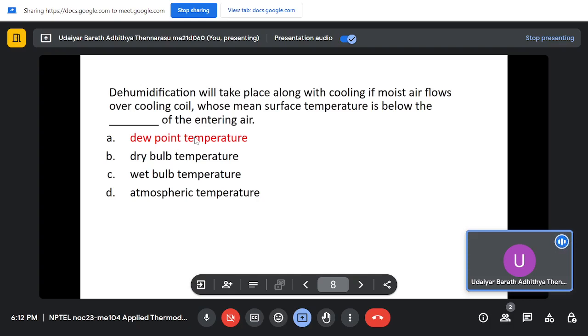And as the surface temperature is lower, the dew point temperature will be lower than your air temperature, so the air will cool in the process also. Hence it's a cooling and dehumidification process. So your mean surface temperature will be below the dew point temperature.